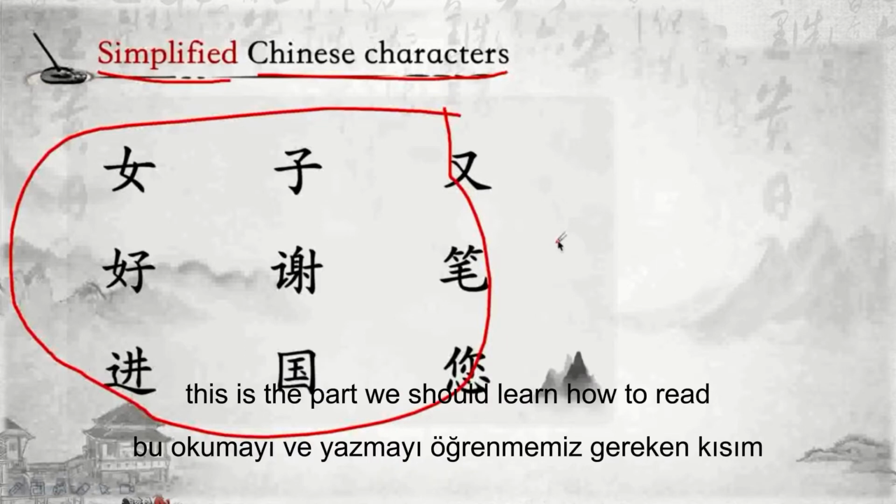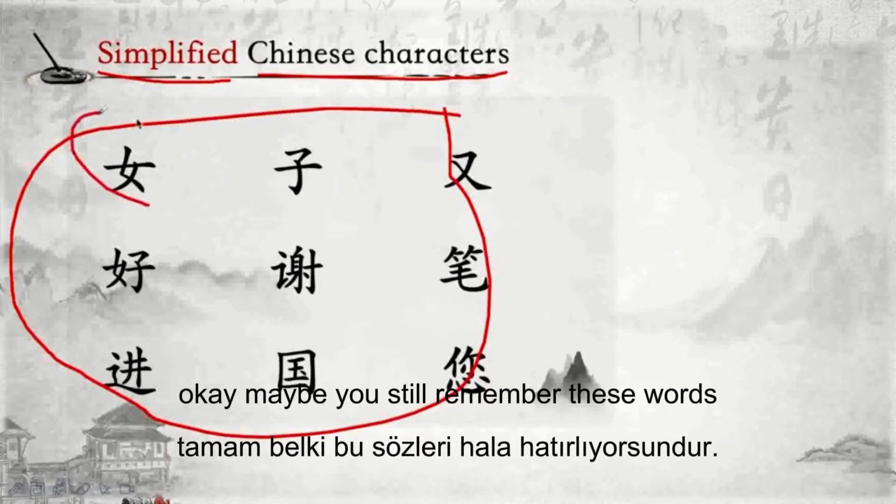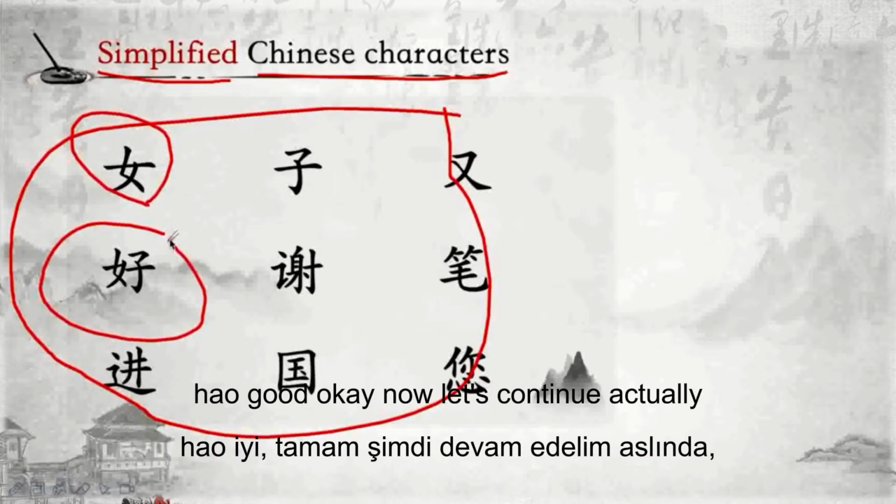So now this is the part where we should learn how to read and how to write. Do you still remember how to read such words? Maybe you still remember these words. 女, woman. 好, good. Okay, now let's continue.